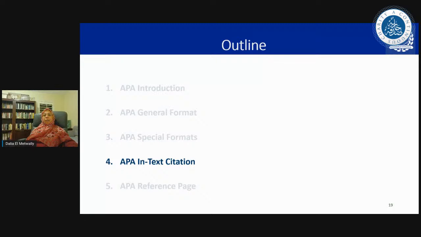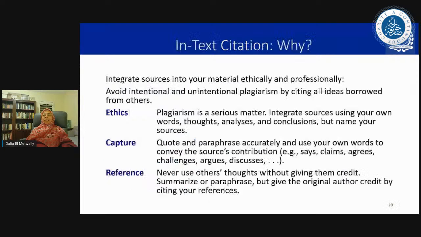The next thing we're going to be talking about is APA in-text citations. What we need to understand with in-text citations is that we first have to understand the basics before we get into talking about the different in-text citations. And when we talk about that, we're really talking about ethics, capture, reference. So what does this really mean?